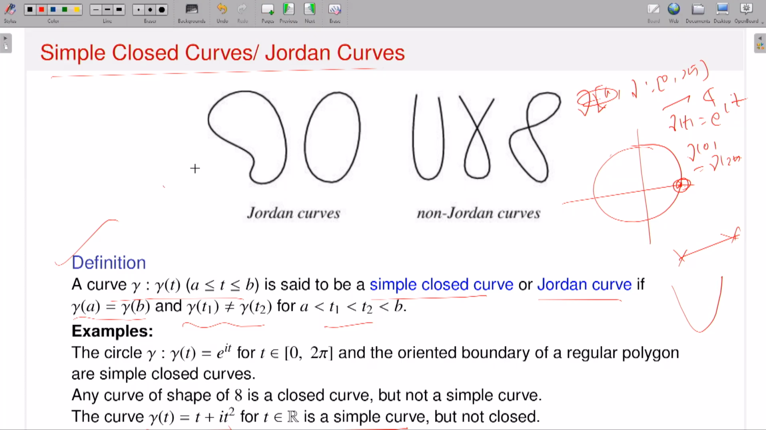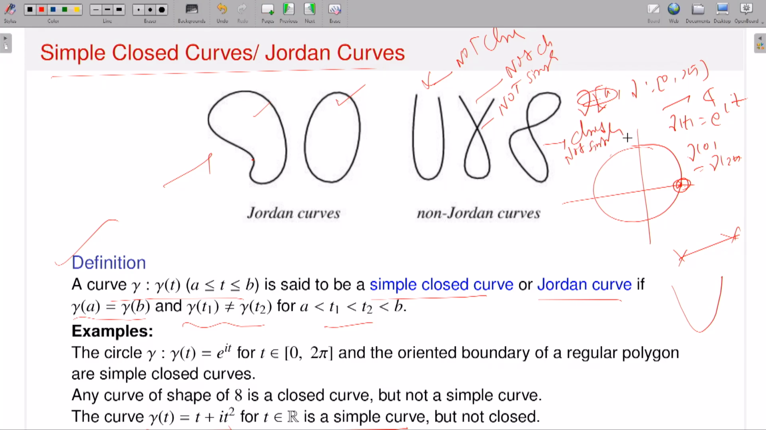So these are examples of Jordan curves. For example, it is injective, from the picture it is quite clear. It is injective as well as closed. It is a Jordan curve. This is a Jordan curve, but these are non-Jordan curves because they are not closed. This is not closed, not closed. This is not closed as well as not injective, or not simple, I should say. And this is a closed curve, but it is not simple.